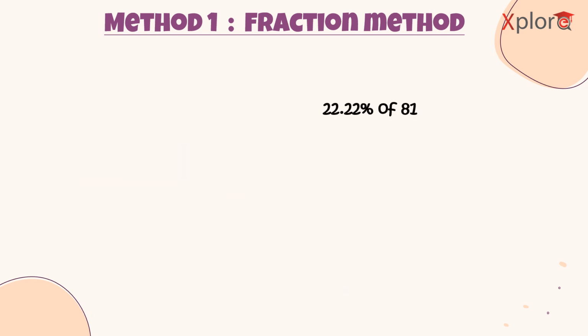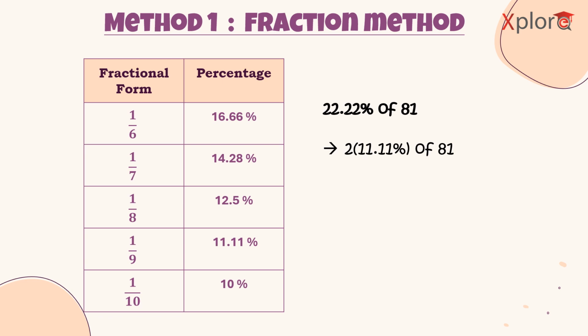Now let's see an example, 22.22% of 81. So now let's use this fraction method and solve this problem. Now can I write 22.22 as 2 into 11.11%? Now from the table, we can get the value of 11.11 as 1 by 9. So instead of writing the entire 11.11%, now I can directly take down 1 by 9 as the value.